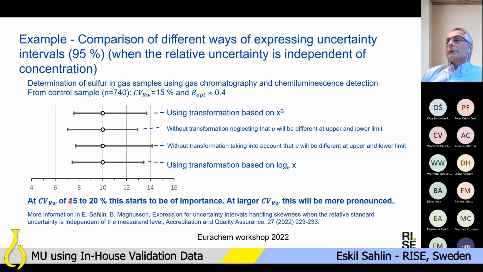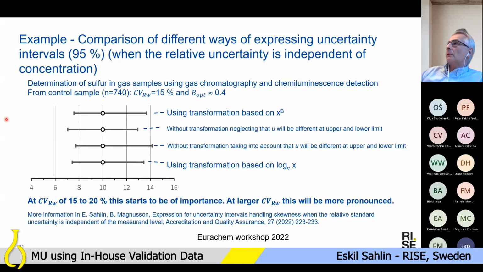Now, we will look at an example here. This is real data we have calculated on. It's for determination of sulfur in gas samples using gas chromatography with chemiluminescence detection. And here we actually have a control sample that have a lot of measurements done on it. We have 740 measurements. The relative standard deviation or coefficient of variation here is 15%. So it's actually when you need to start to consider asymmetry. That's why we have chosen this example here.